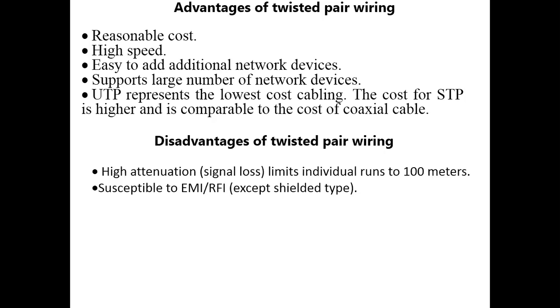Then we will see the disadvantages. The main disadvantage of this twisted pair wiring is high attenuation or signal loss, which limits individual runs to 100 meters. So after 100 meters, you will have to add a repeater or layer 2 switch. So this is the limitation of twisted pair wiring. And it is also susceptible to EMI and RFI interference. As I told you, if there is an industrial environment with noise sources of EMI and RFI, then definitely there is a solution. For those specific areas, you can directly go for shielded twisted pair cable.